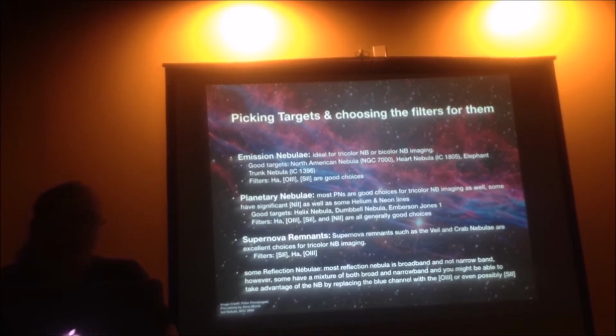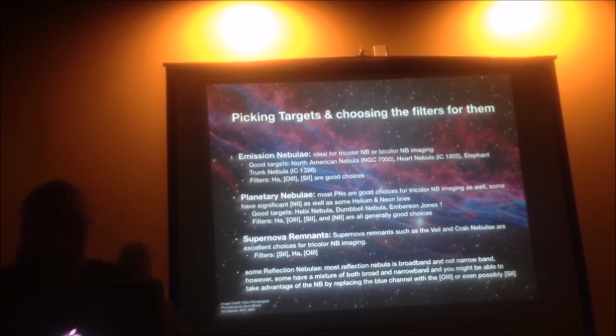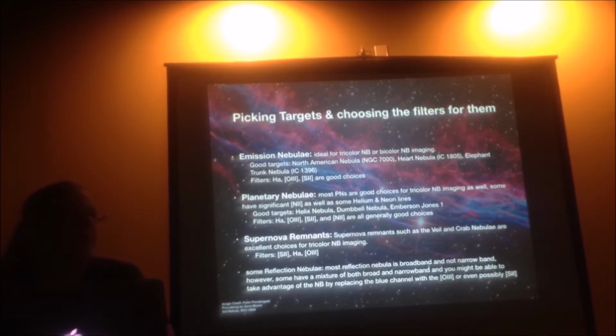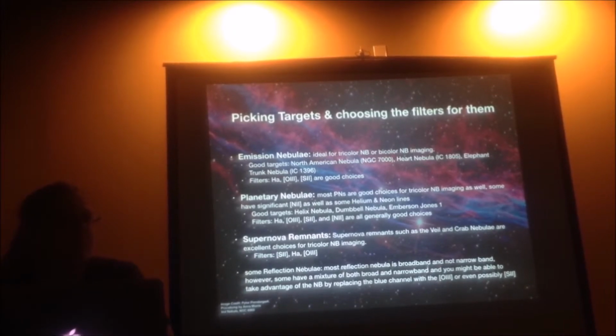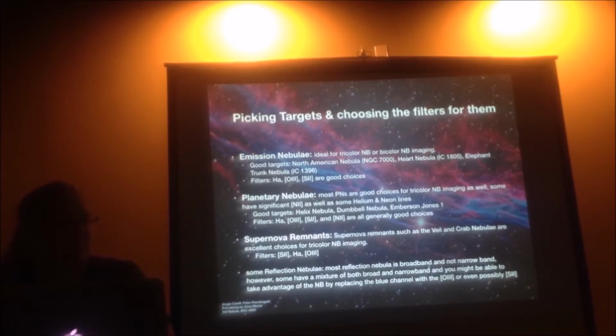Supernova remnants, Veil and Crab Nebula. I've got the Veil faded in the background there. They're great for using that. You can see a lot more depth in the objects than you would with RGB, just breaking out all the different gas lines. With the Veil, what would you concentrate on? What filter would you tend to collect more data with? Hydrogen alpha. Hydrogen alpha? Yeah.